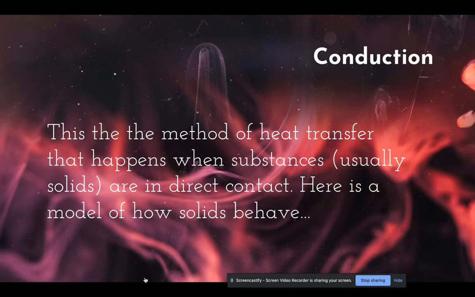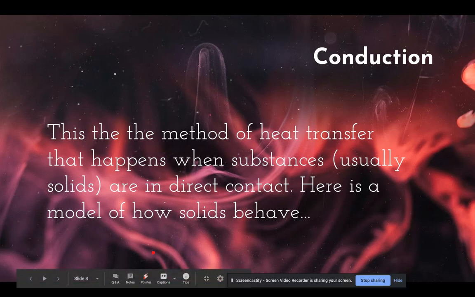So the first type of heat transfer I'm going to talk about is conduction. This is the method of heat transfer that happens when substances, usually solids, are in direct contact with other substances. The molecules in those solids, as they start to heat up, vibrate faster and bump into each other more. As they bump into other molecules in the substance, the heat is passed from one molecule to the next.